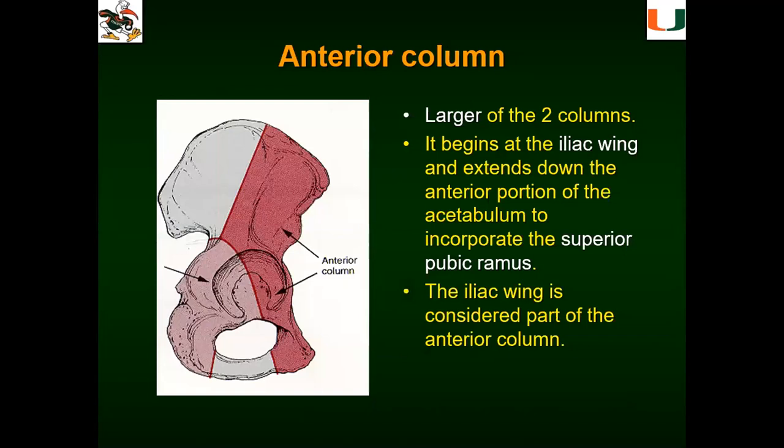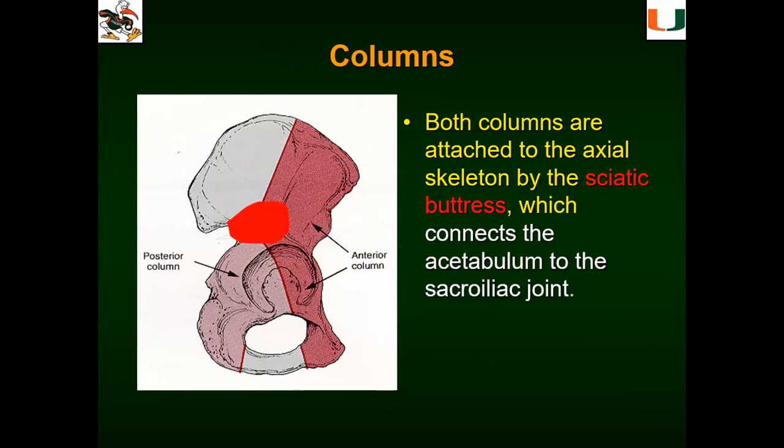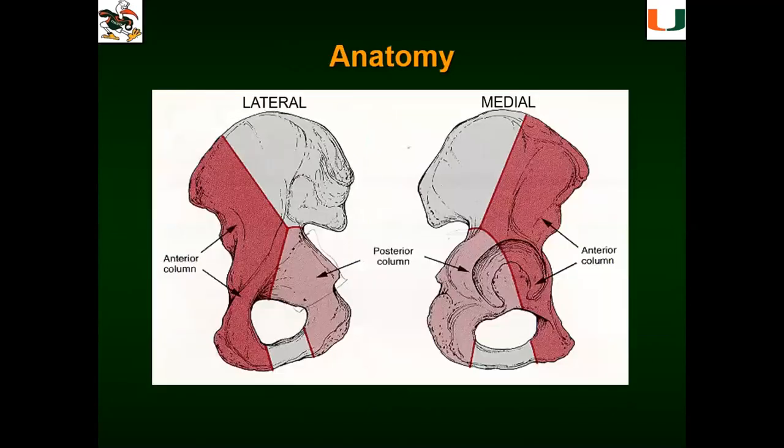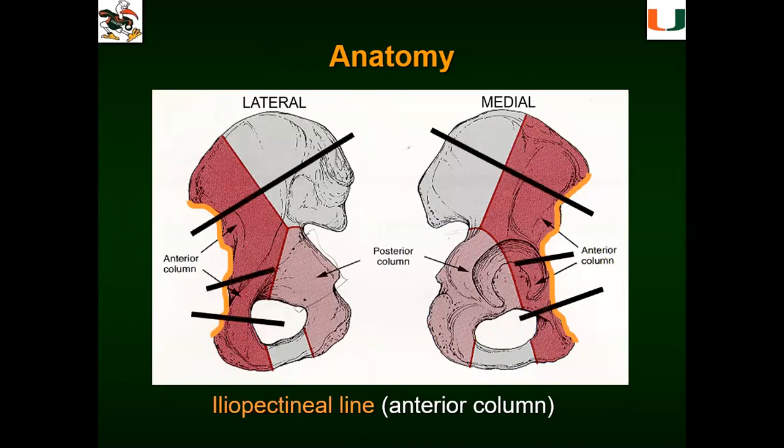So again, that anterior column tends to be the larger of the two columns, and it encompasses the iliac wing all the way down to the superior ramus. The posterior column will begin at the sciatic notch and travel all the way posteriorly to the ischium. And here is that location of that sciatic buttress connecting the acetabulum to the sacroiliac joint and the remainder of the axial skeleton. So if you think of the iliopectineal line, which is mostly known as the domain of the anterior column, you can have different fracture patterns affecting the iliopectineal line and theoretically disrupting the anterior column.